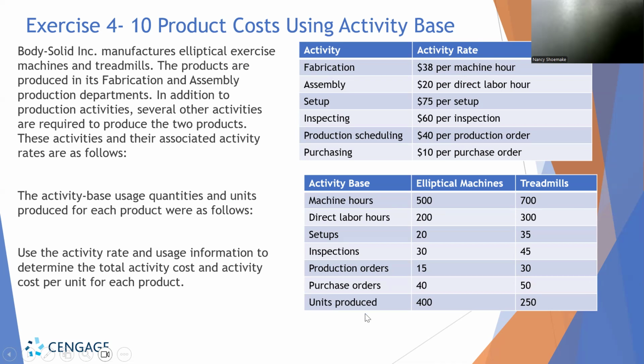So you see, we're producing a lot more elliptical machines than we're producing treadmills, right? And the machine hours for the treadmills are a lot higher, even though we're only producing about 60% of the elliptical machines. We've got a lot more cost into these treadmills, don't we? Just a lot more hours for 250 treadmills than we do for the elliptical machines. So we see the breakdown: fabrication, assembly, setups, inspecting, production scheduling, and purchasing.